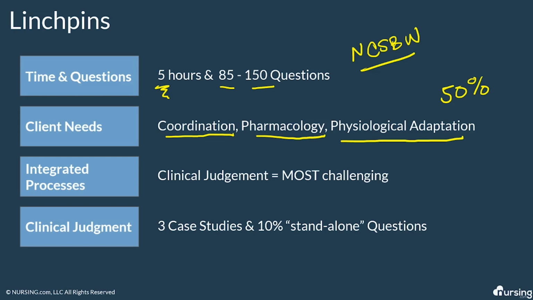Integrated process, you know most of these processes. You already care. You've already learned how to document. And of course, you're growing in that skill. But clinical judgment is going to be the most challenging. For clinical judgment, you're going to have a minimum of 3 case studies and at least 10% standalone questions. Make sure that you know the verbiage so you can decode what these questions are asking you so you're successful.